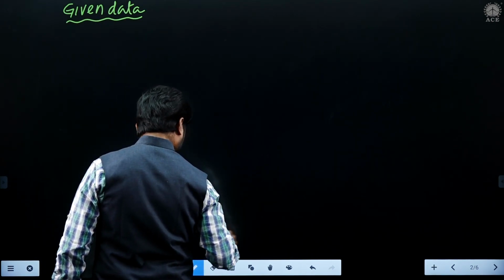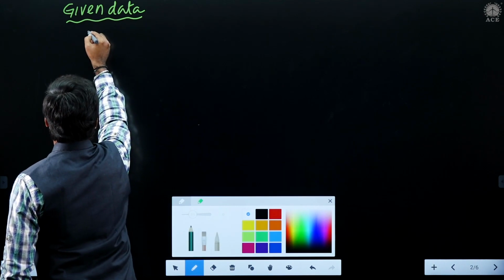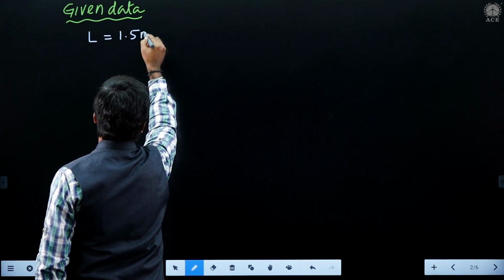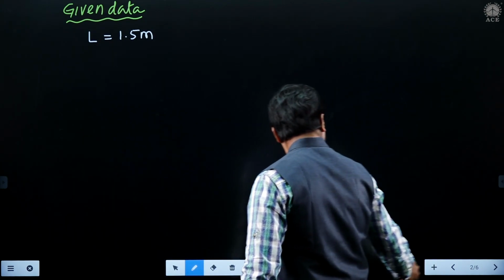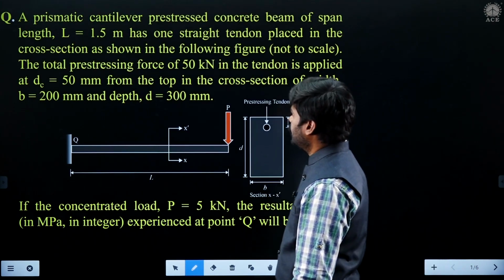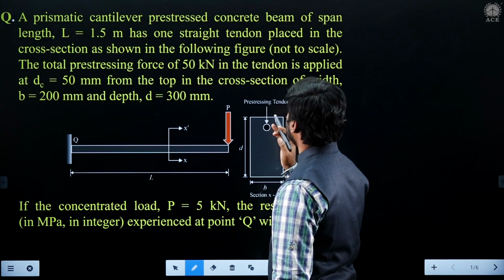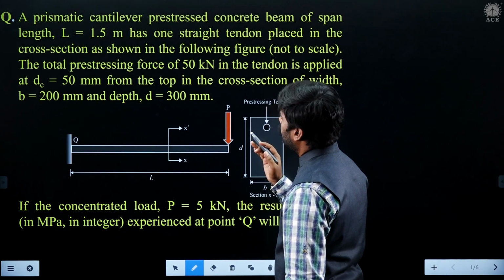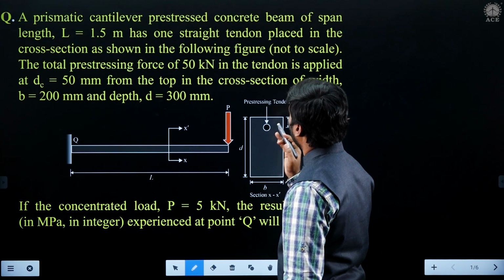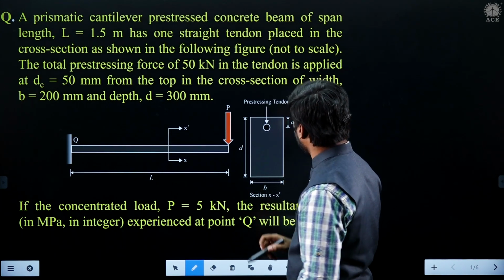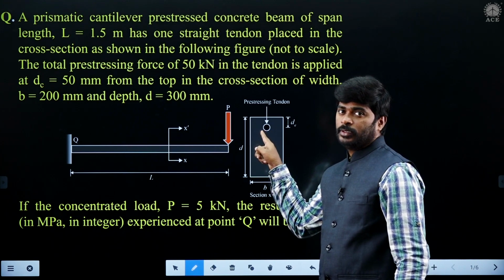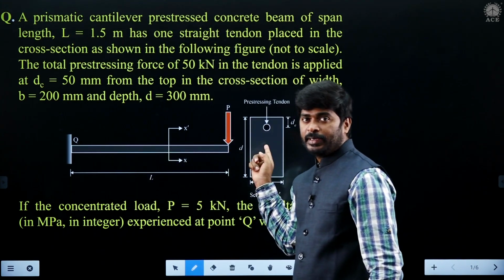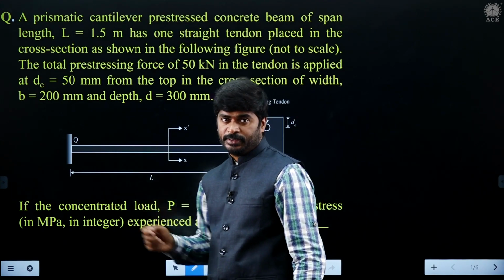Span of the beam is given as 1.5 meters. It has one straight tendon placed in the cross section as shown in the following figure, not to scale. It is a straight tendon provided in a cantilever beam, at the top fiber.